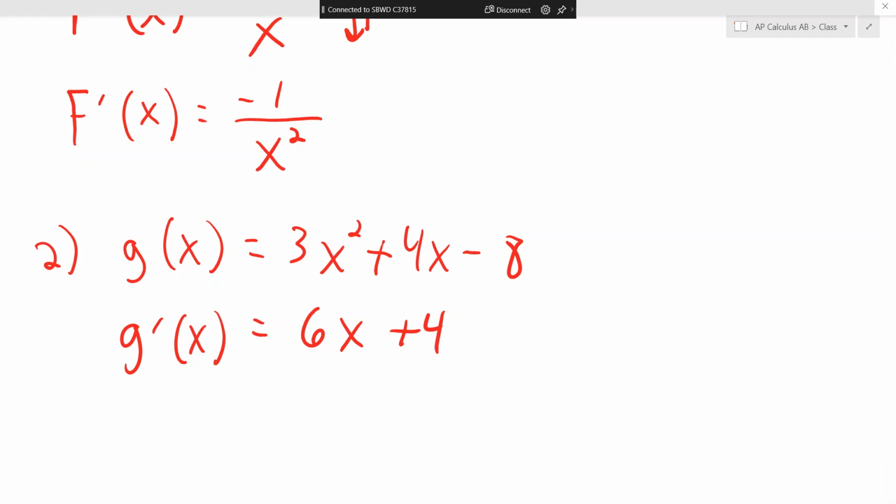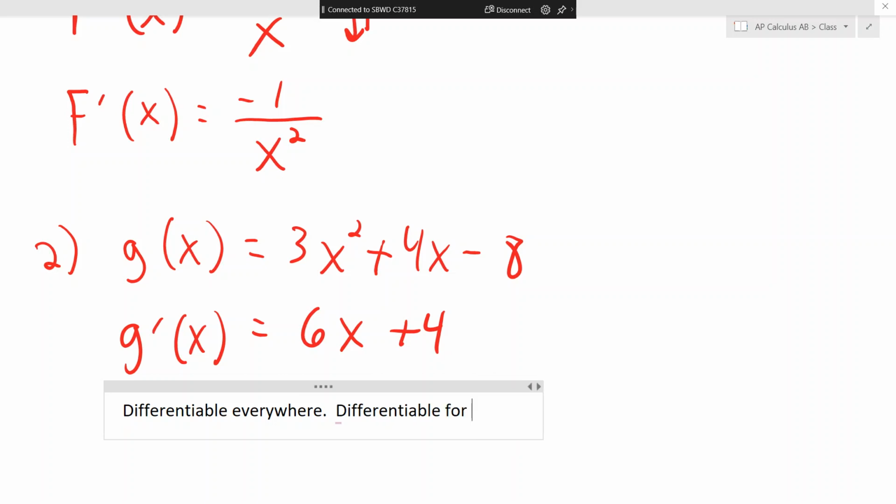Turns out that derivative is just a line, and it exists everywhere. So g of x, because it's not a weird function, it has no jumps, has nothing crazy going on, is differentiable everywhere. Another way to say that is differentiable for all real numbers.